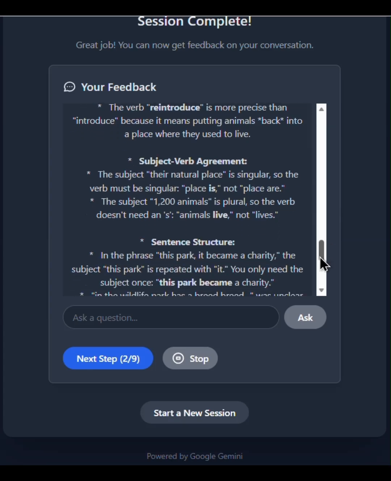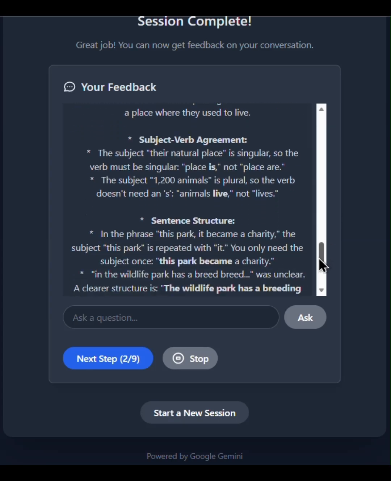Subject-verb agreement. The subject, their natural place, is singular, so the verb must be singular. Place is, not place are. The subject 1,200 animals is plural, so the verb doesn't need an S. Animals live, not lives.